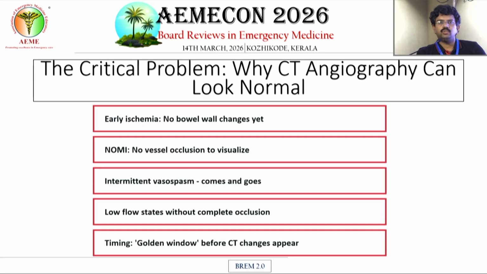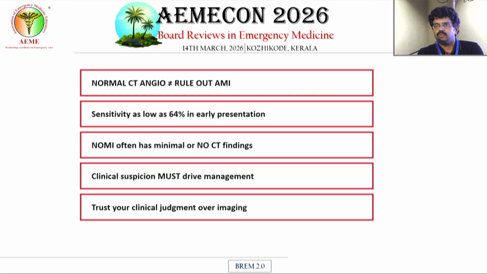So why is CT angio normal? Any ideas? It is normal because sometimes it is early ischemia where there will be no bowel changes. Sometimes it will be non-obstructive where there will be no vessel change. Sometimes it can be intermittent spasm or low flow states like shock, or it may be before the golden window of CT. So normal CT angio is never equivalent to ruling out acute mesenteric ischemia because the sensitivity of CT angio in this case is less than 64%.